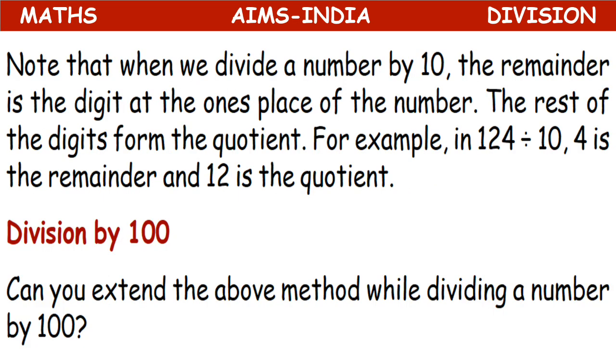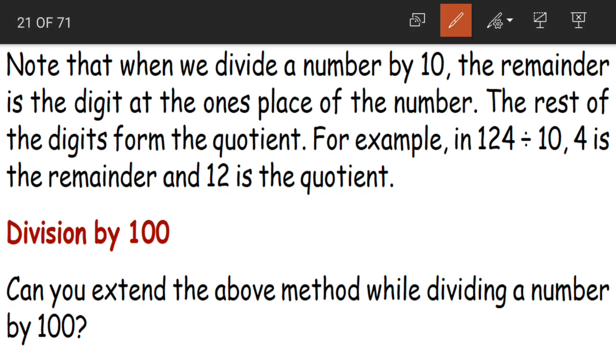So note that when we divide a number by 10, the remainder is the digit at one's place of the number. The rest of the digits form the quotient. For example, in 124 divided by 10, 4 is the remainder and 12 is the quotient. Yes, that is what we have also observed. The digit at the ones place becomes the remainder and the remaining digits become the quotient. Now you might be thinking whether it is correct or not. Now let us divide actually and check.